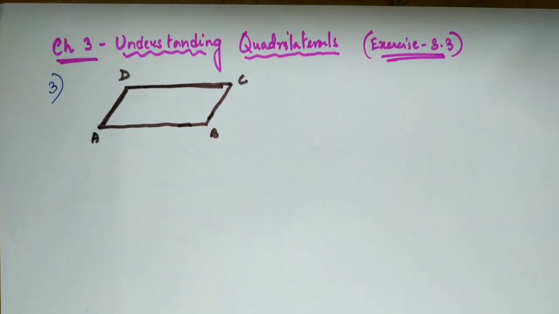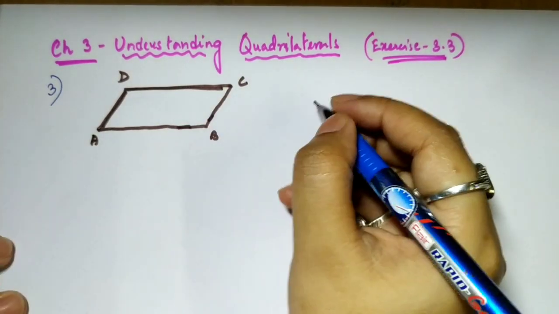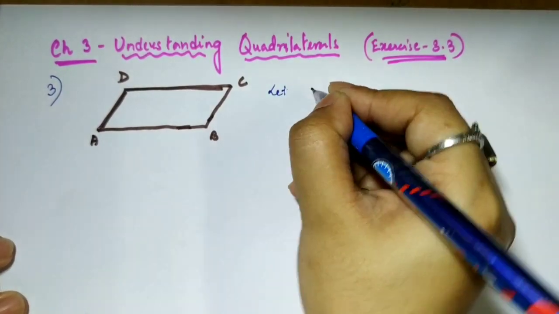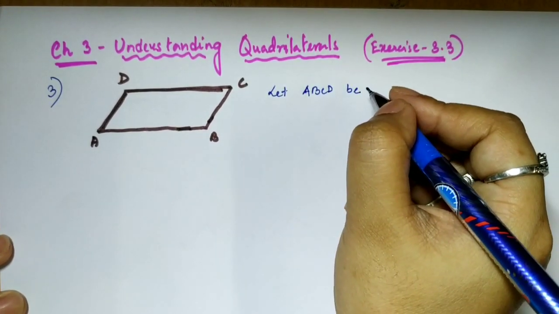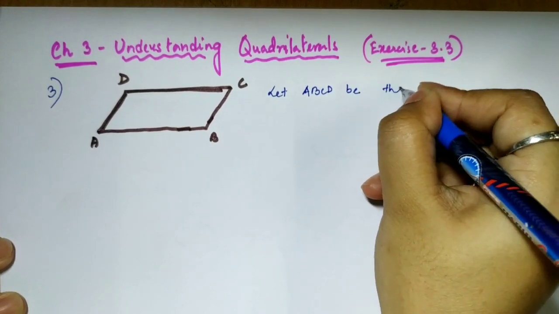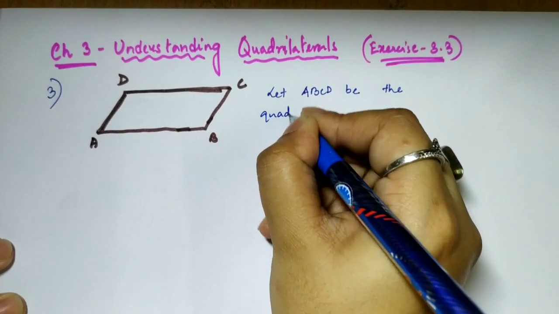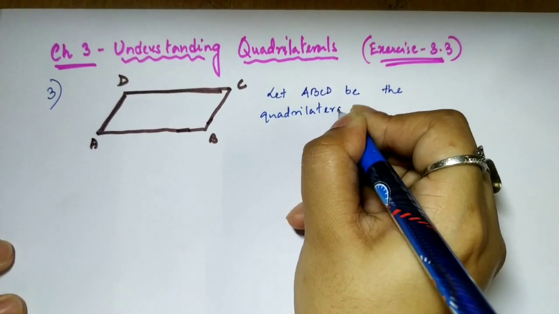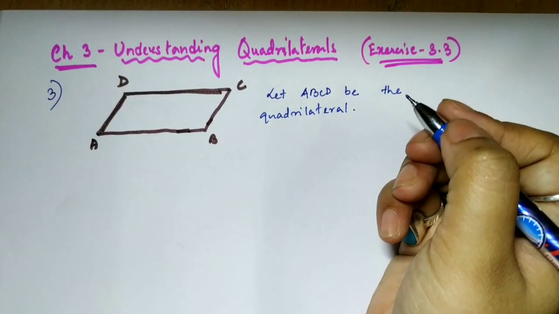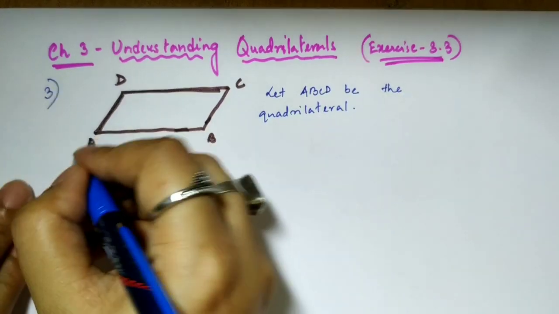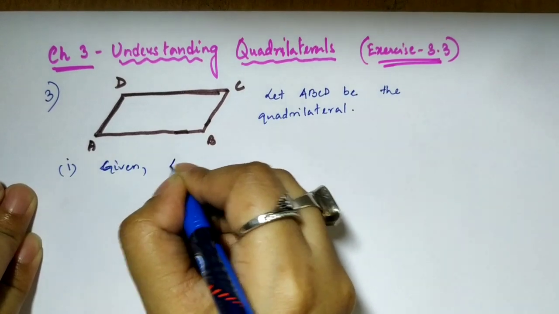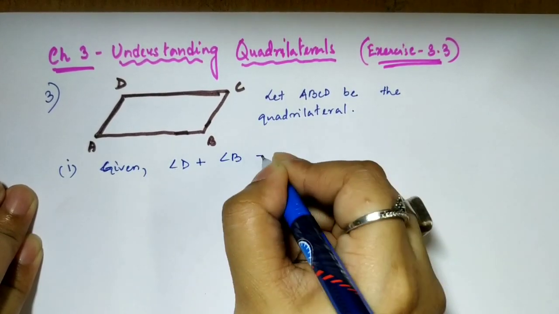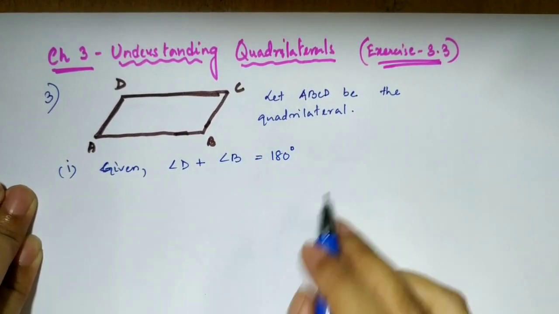Since the diagram is not given, I will have to write it as: let ABCD be the quadrilateral that we are talking about. Now we will see the 3 conditions that are given, and we will try to see if they are true or not. In the first one, it's given that angle D plus angle B is equal to 180 degrees. Now we have to see whether it's correct or not.